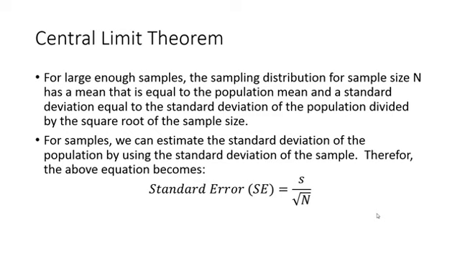Here's the really cool part. When we know this information about the standard error and the shape of the sampling distribution, then we can figure out the probability of getting a sample mean of a certain size with known population parameters such as the population mean and the population standard deviation.